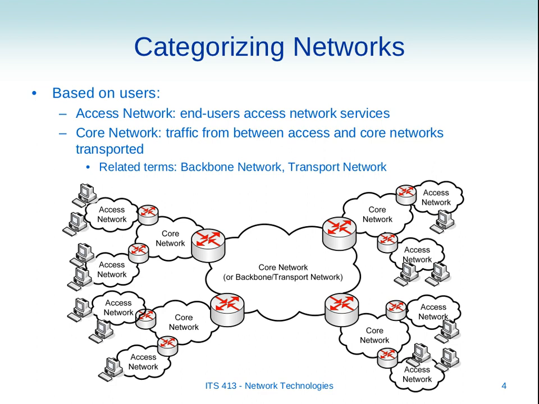And this is just a simple diagram with several core networks. The difference is that the end users connect to the access network, whereas in the core network they do not. A core network carries the traffic of access networks or other core networks.